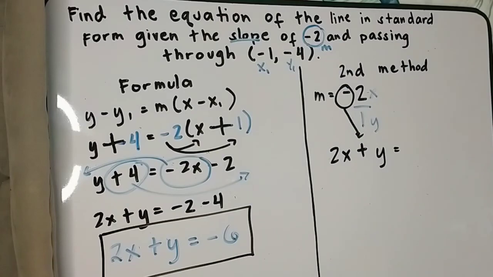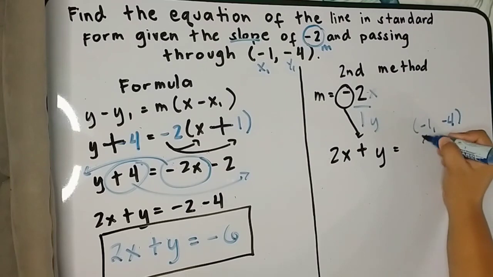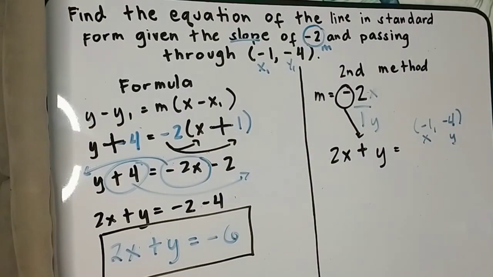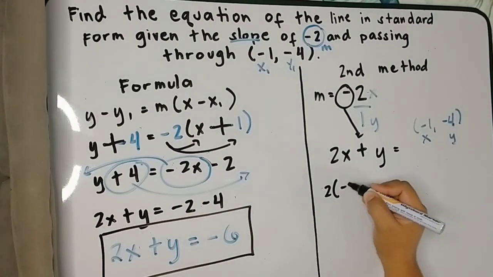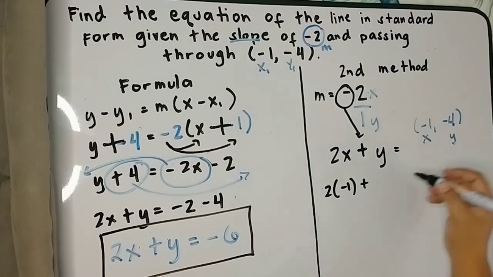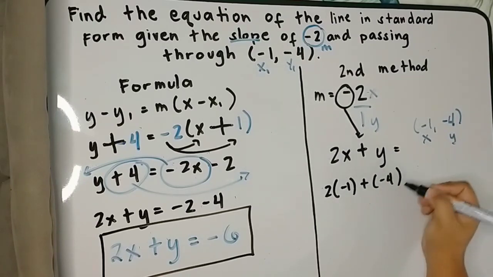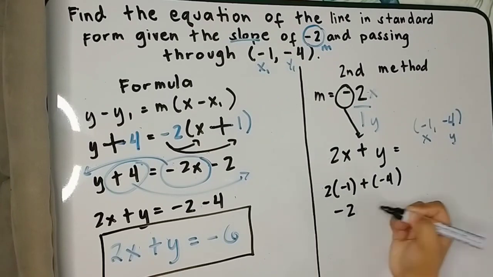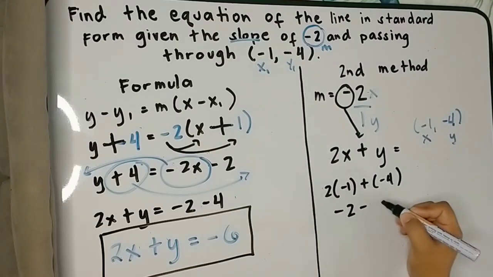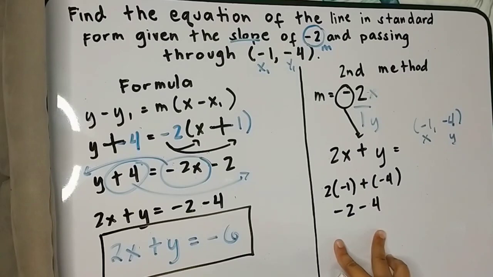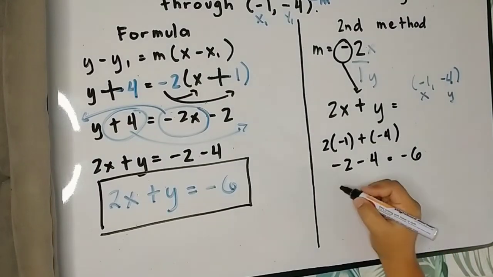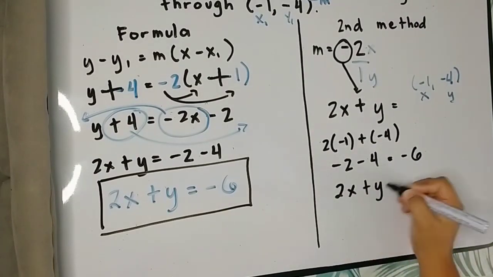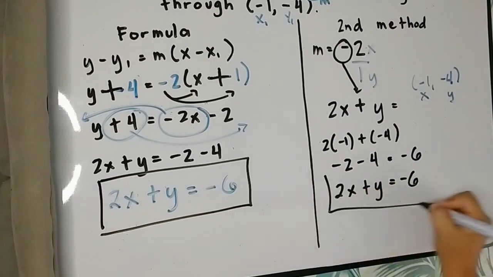Then, solve for c. Ang ating points ay negative 1, negative 4. So, negative 1 si x, negative 4 si y. Substitute. So, 2 times x, which is negative 1, plus y is negative 4. So, 2 times negative 1, so negative 2, then minus 4. Again, same sign, so add equals negative 6. So, therefore, the answer is 2x plus y equals negative 6.